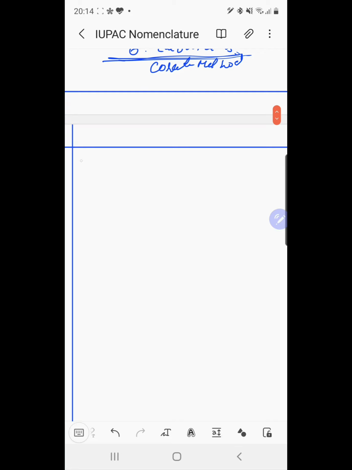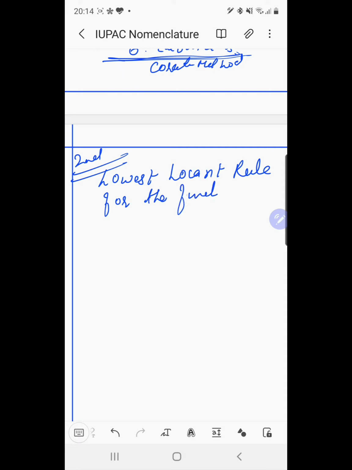The second rule is the lowest locant rule for the functional group. Number the parent chain in such a way that the functional group gets the lowest locant, even if it violates the lowest set of locants rule for substituents. We number the parent chain in such a way that the functional group gets the lowest locant.